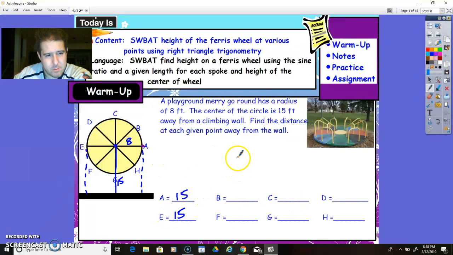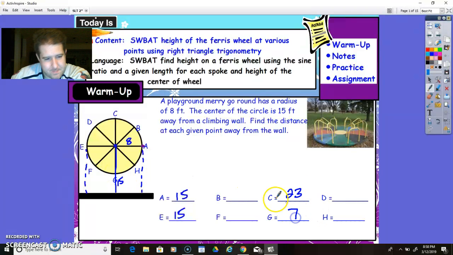Now I can also find two other positions fairly easily, which is position C, because if this is 15 and this is 8 more, that makes 23. And if I want to find position G, then I know the center is 15, but if I go backwards, the radius, 15 minus 8, gives me 7.